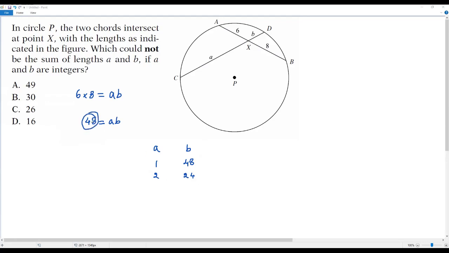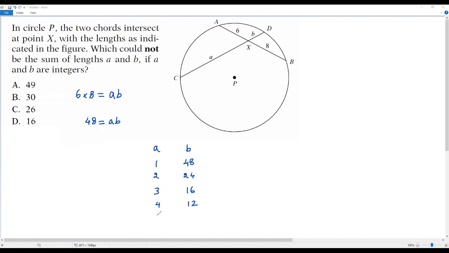48 is a multiple of 3, so we can take A equals 3. When I take A equals 3, to get the value of B, we have to divide 48 by 3, then I am getting 16. And also it is a multiple of 4, so we can take A equals 4. In that case, I am getting B equals 12. And I cannot take A equals 5 because 48 is not a multiple of 5. Even if I take A equals 5, I would get the value of B by dividing 48 by 5, but I'd be getting a decimal value for B. So A and B must be integers.